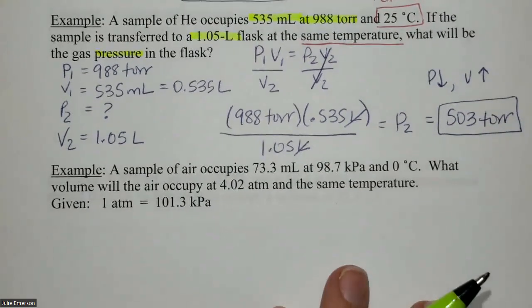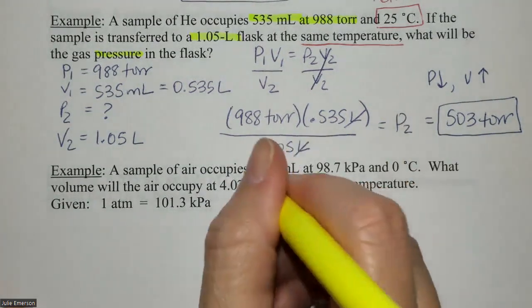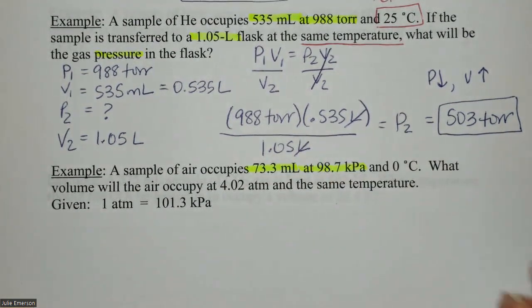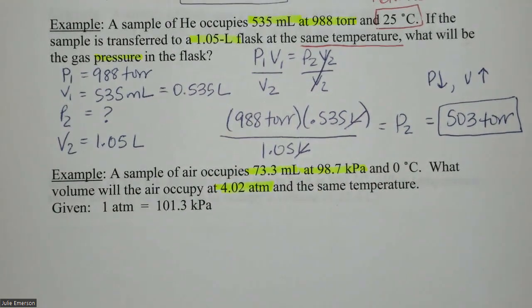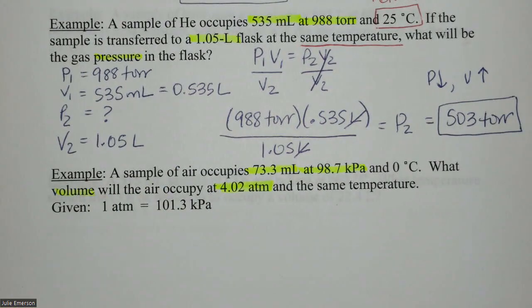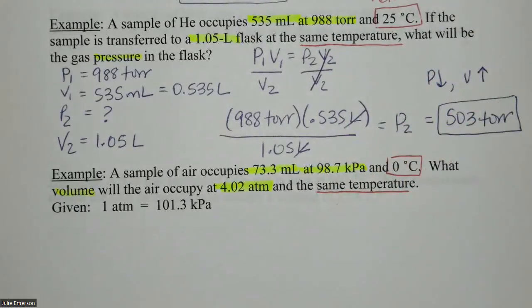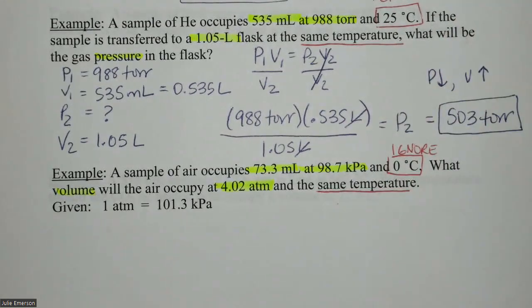Here's another one. It says we got a sample of air this time. We're at 73.3 milliliters, 98.7 kilopascals, and 0 degrees Celsius. And we want to know what happens if the pressure goes to 4.02 ATM. What would the new volume be? And again, it gives you a temperature, but then it tells you that the temperature doesn't change. So again, that means we're going to ignore that temperature because it doesn't factor in. It won't change the pressure or the volume because it's constant.